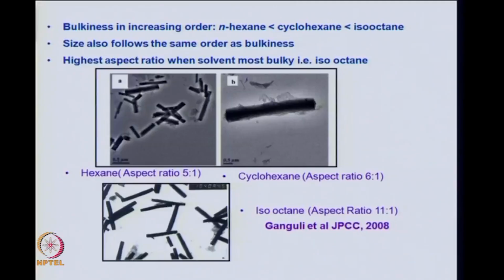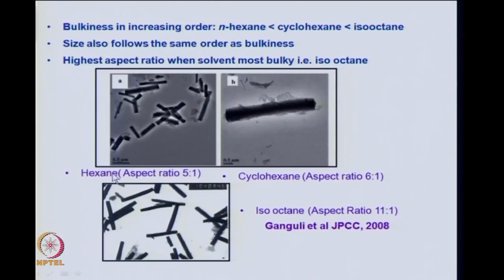So, what we discussed, we can see in experiments. If you choose three solvents, hexane, cyclohexane and isooctane, the bulkiness increases like this. Hexane is the least bulky and isooctane is more bulky, it has 8 carbons, this has 6 carbons, and you can find out the highest aspect ratio you obtain. The aspect ratio is what you get when you divide the length by the diameter. So, the aspect ratio becomes larger as the solvent becomes bulkier.